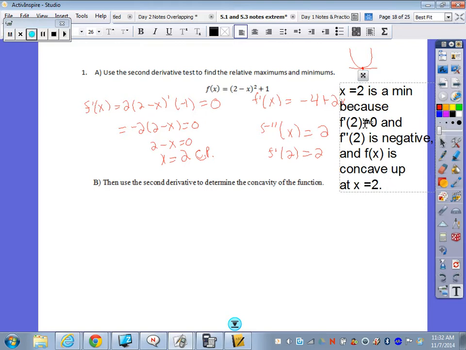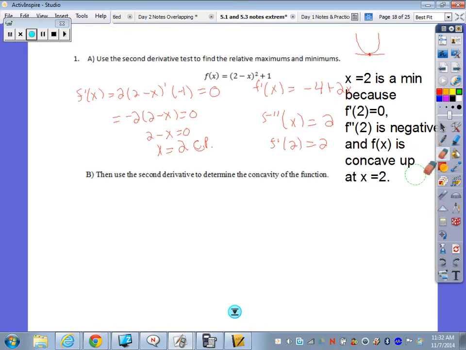X equals 2 is a min because f prime of 2 equals 0, f double prime of 2 is positive, and f of x is concave up at x equals 2. So you have to include those things when you justify it. So that is the second derivative test. That helps us find max and mins.